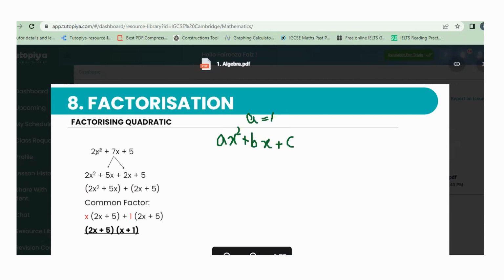Now we are going to discuss when a has a value which is more than 1, that is, a is not equal to 1. It can be a negative number or it can be a positive number. So when we have 2x squared plus 7x plus 5, what are we looking for? What is the number that we have to look for factors, a pair of factors? How do we identify it? Anybody?